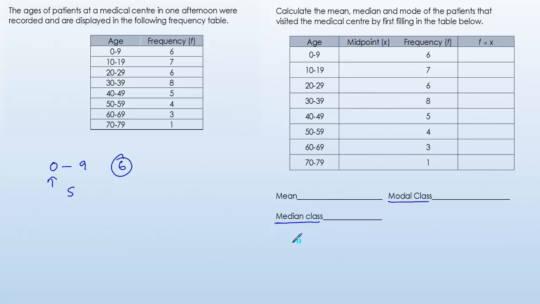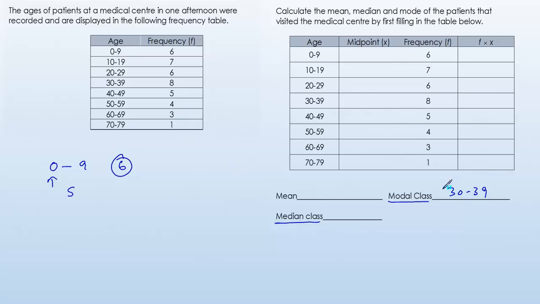So we can't give an actual mode, we can't give an actual median. What we can do is identify the class that each of those are in. And the mode would be identified in exactly the same way as before. You look for the highest frequency. So we've got an 8 here, and that means the 30 to 39 class.